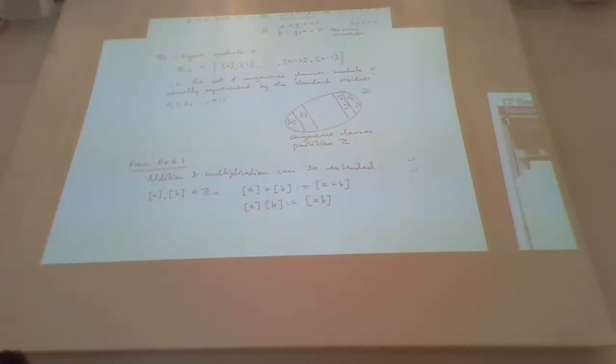The things we proved in exercises 4.1, parts 1 and 2, is that these definitions do lead to well-defined operations on the set of congruence classes. Okay? So parts 1 and 2 show these definitions are independent of the representatives chosen. That's a good way of saying it.